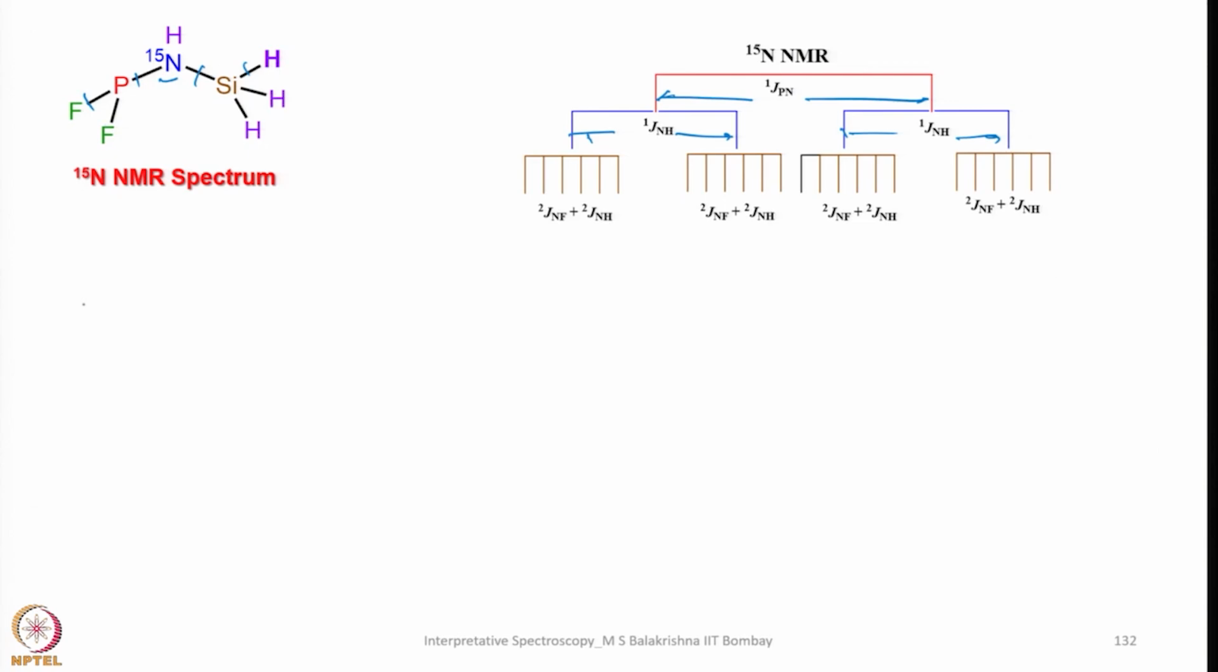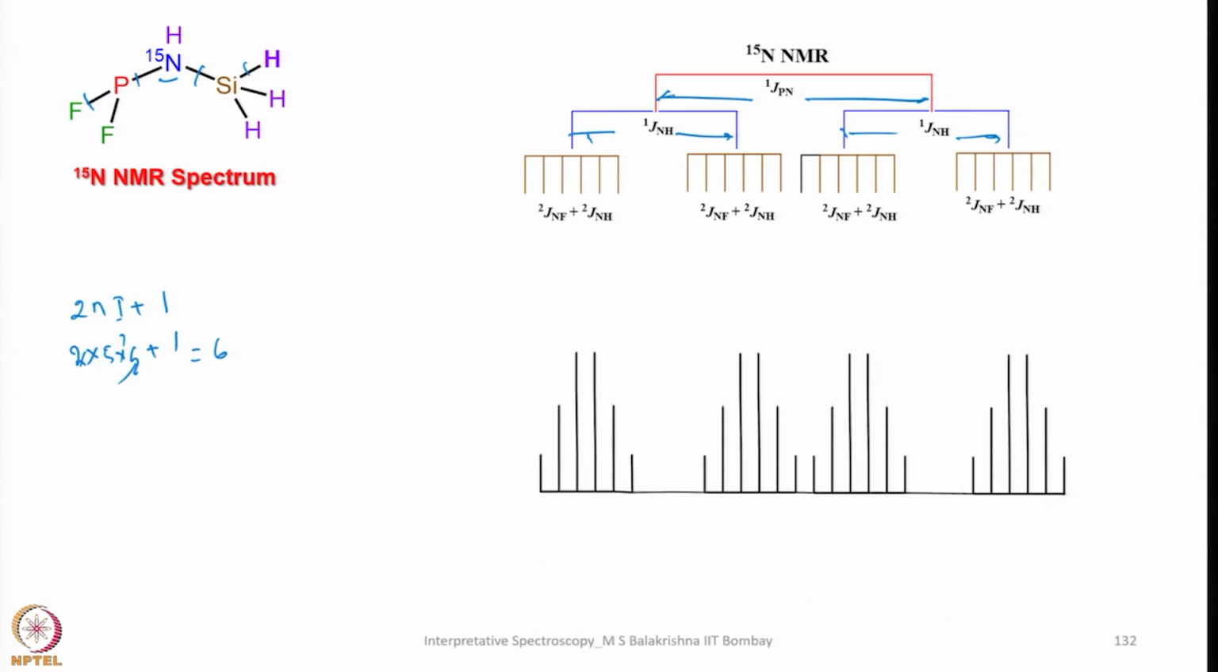Then if you just use the 2nI plus 1 rule here, of course, all of them are spin half, and we have 5 of them, so 5 times half plus 1 gives 6 lines. So, each one should be a sextet. That means we have something like this: 1, 2, 3, 4, 5, 6, 1, 2, 3, 4, 5, 6, and the spacings are a little bit different compared to what we saw in the case of 19F NMR. So, the spectrum should look something like this. Yes, now we have the spectrum.